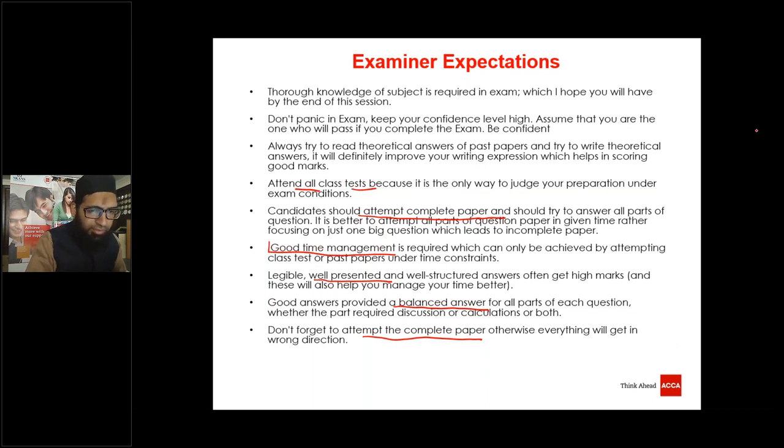Now with this, my introduction points of F5 is completed. I will be discussing my first topic, and that is activity-based costing. Let me open the slides.